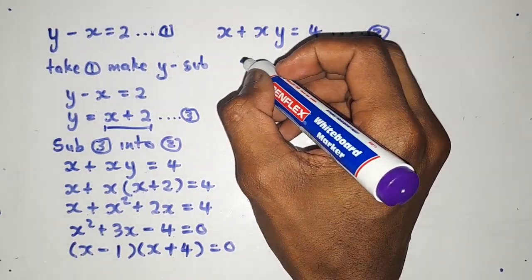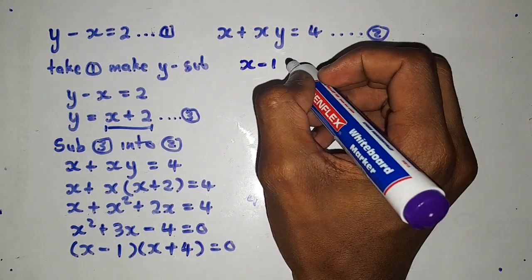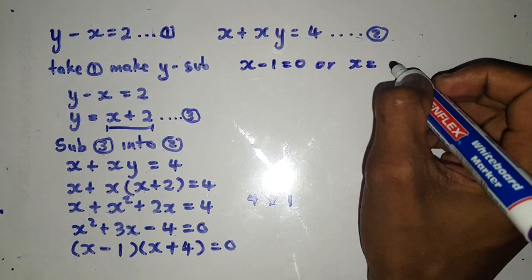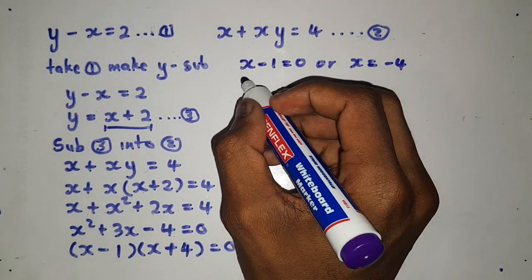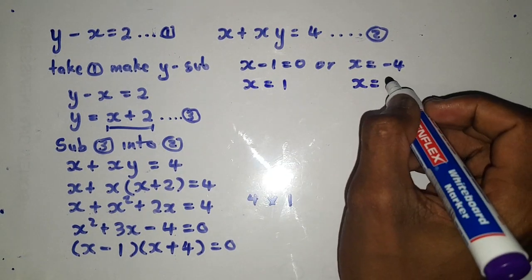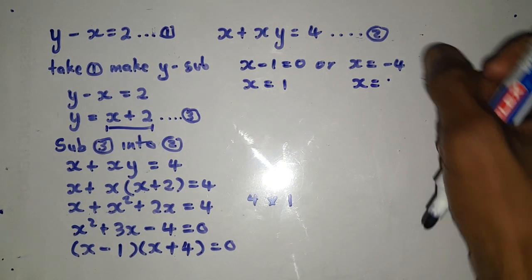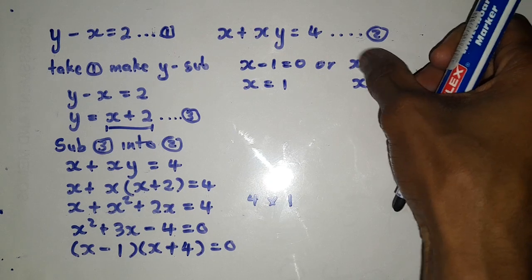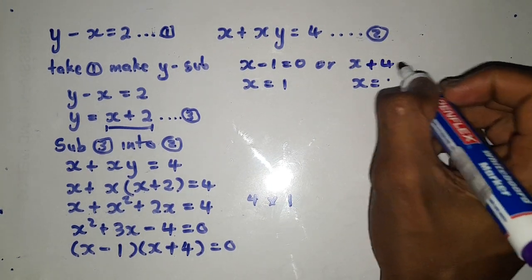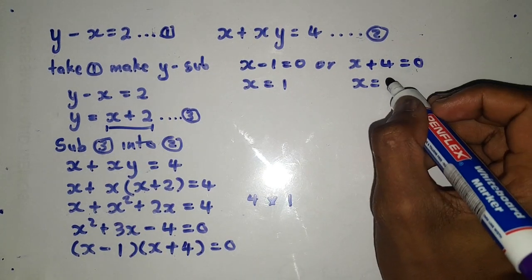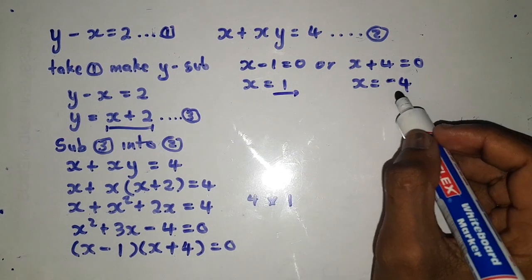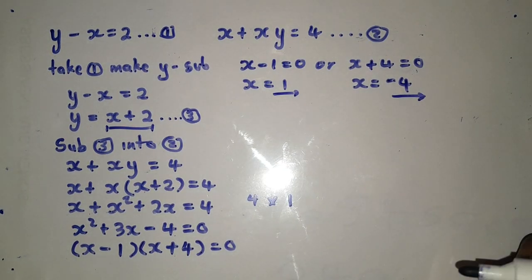Then using the factor theorem, I'm going to say x minus 1 equals 0, or x is equal to 1. Sorry, I made a mistake somewhere here. I already simplified it. It's now x plus 4 equals 0, which is going to be x equals minus 4. You see? I have x is equal to 1 on this side, and on this side I have x is equal to minus 4.